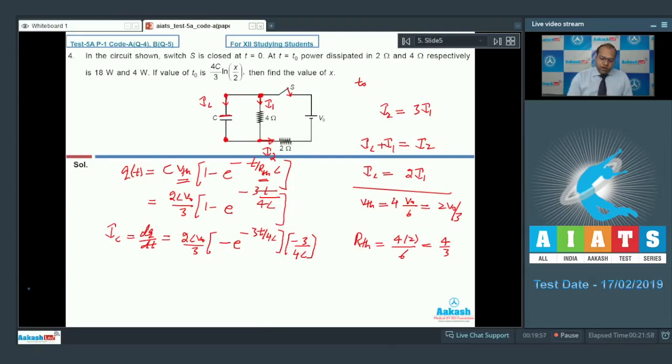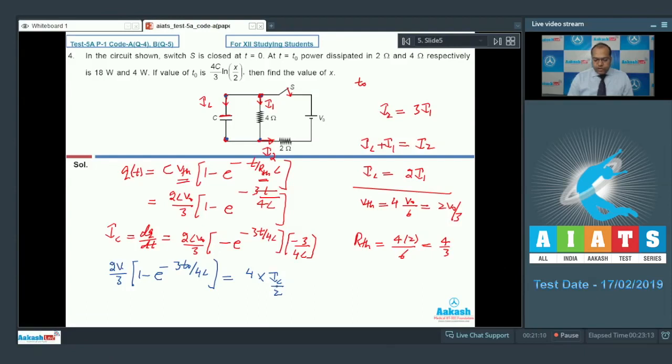In order to calculate the value of t naught or t at that instant, I can equate the potential difference across the capacitor at that moment to the potential difference across the 4 ohm resistor at that moment. The potential difference across the capacitor can be written as Q by C. So that is 2V0 by 3 into 1 minus e raised to the power minus 3T0 by 4C, equal to the potential difference across the resistor, 4 into I1. So the value of I1 is IC by 2.